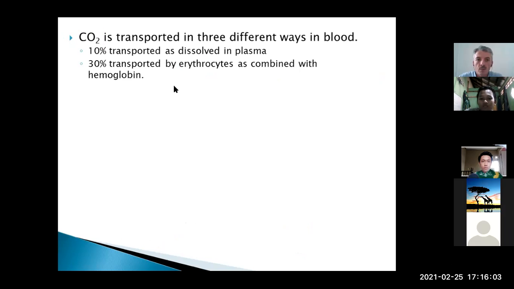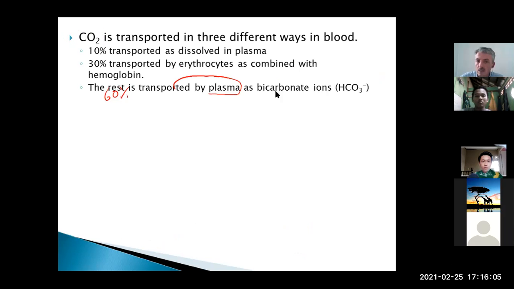So the last one is in plasma, not by red blood cells, by plasma again, as bicarbonate ions, HCO3. Plasma is transporting 10% as just carbaminohemoglobin.